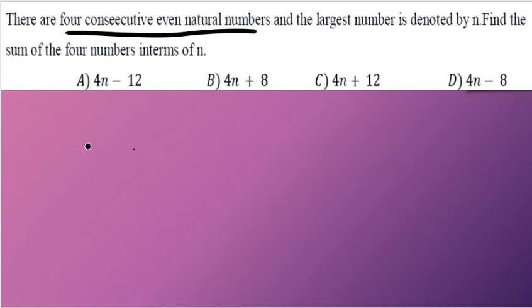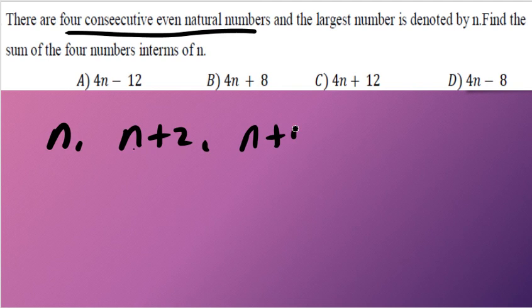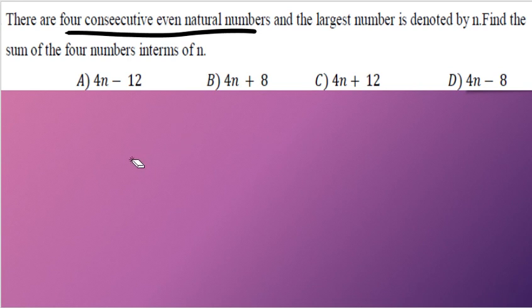That means if the first even number is n, the next one will be n plus 2, and the next one n plus 4, because they differ by 2. The difference between even numbers is 2, like 2 then 4 then 6. The difference will be 2. Keep this in your mind. When we are discussing even numbers, the difference between them must be 2.